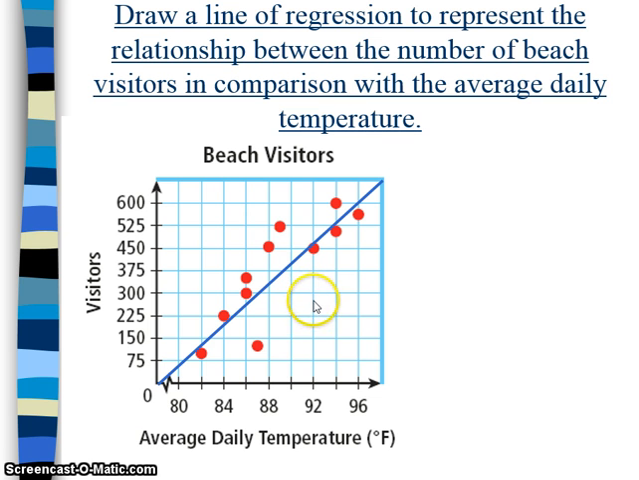We also want to make sure that none of the dots are too far away from the line, unless they're an outlier. It's okay to ignore 1 or 2 of the dots, but not a lot. So you can see that this distance here away is pretty similar to this distance here away. So we can say this is pretty typical for the visitors and temperatures.